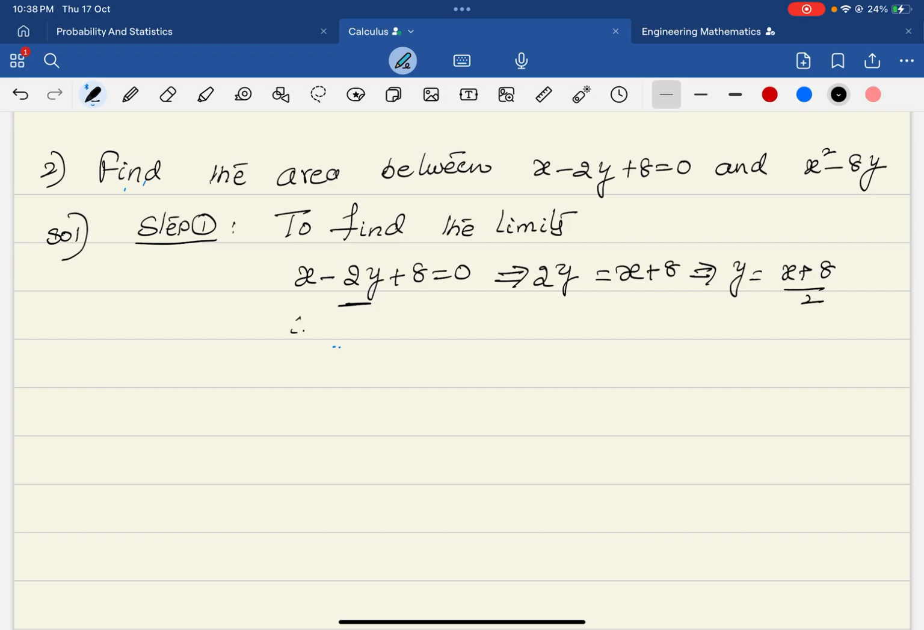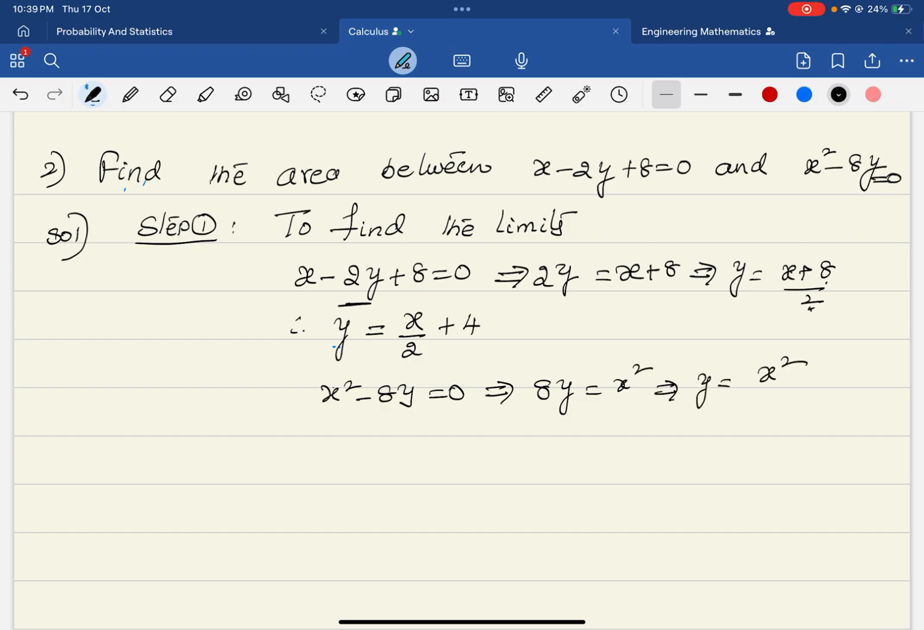So that implies the first equation, y is equal to x by 2 plus 8 by 2, that is 4. Now it is done. Y1, let us say, we have got in terms of y. Now the other equation is x square minus 8y equal to 0. So that implies 8y is equal to x square. So that implies y is equal to x square by 8. So this is what we get y as.